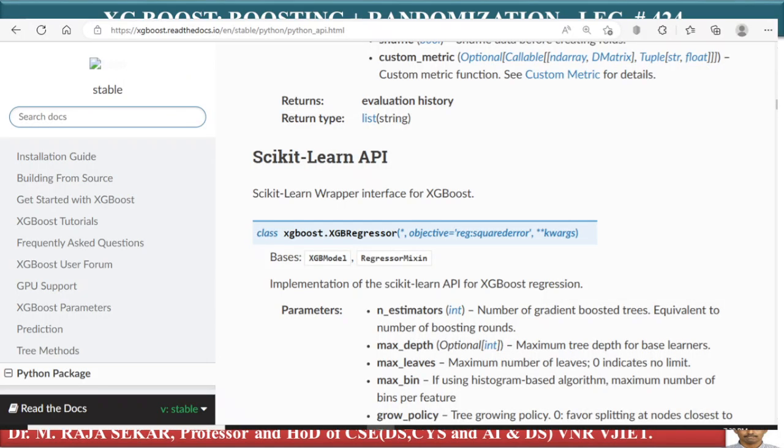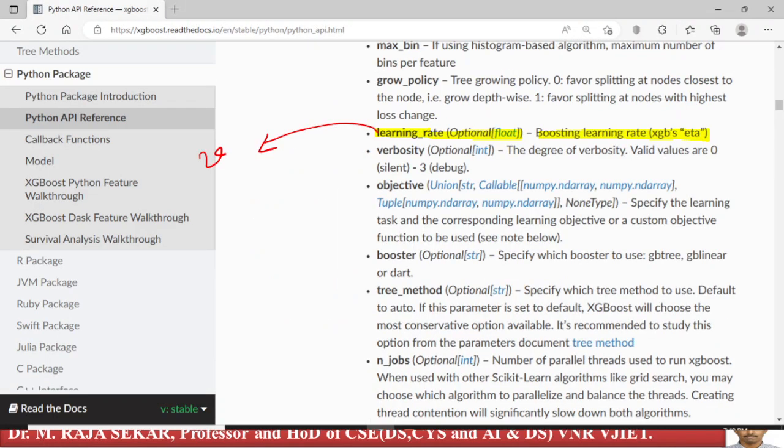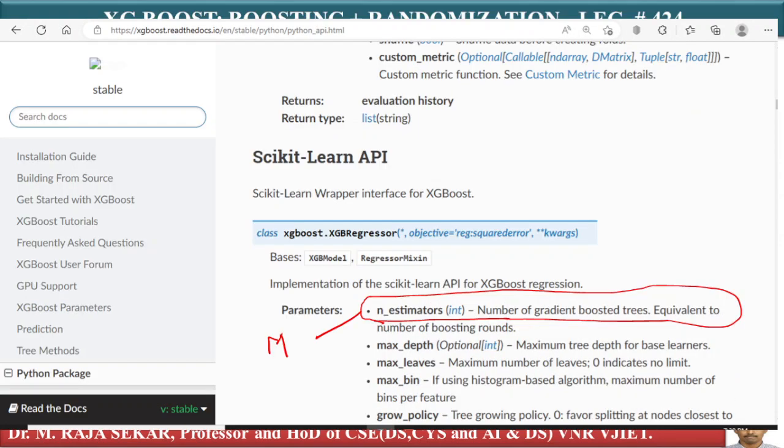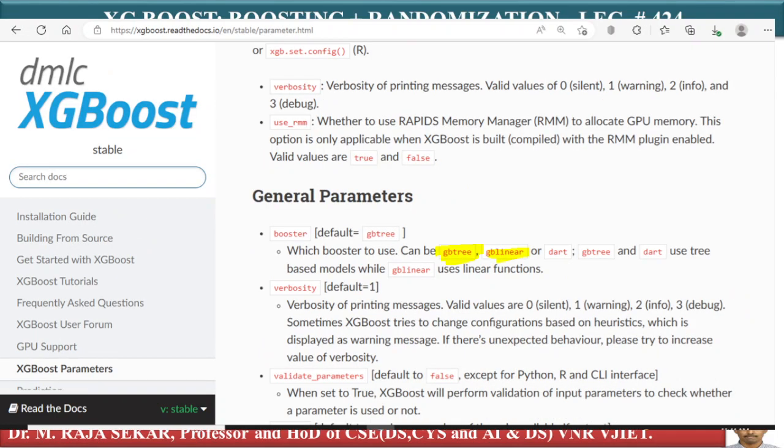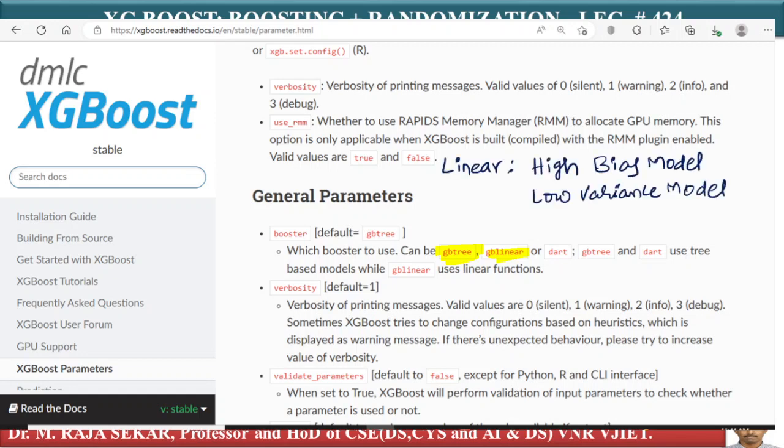It says you have max_depth. Here you have learning rate. What is this learning rate? It is nu. Then your number of estimators, which is capital M. For a booster, or for the base models, you can choose either gbtree or gblinear. Remember, a simple linear model like logistic regression or linear regression is also a high bias and low variance model.